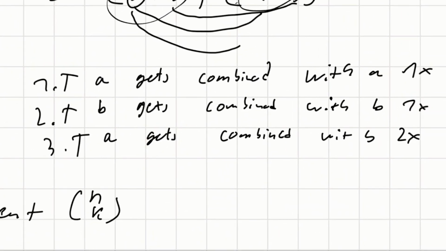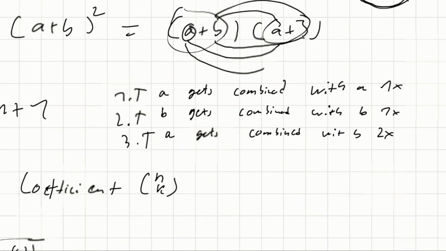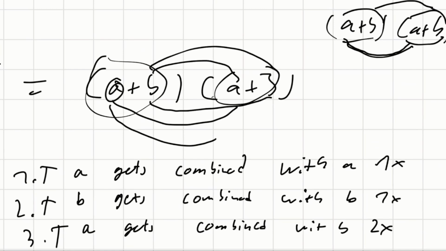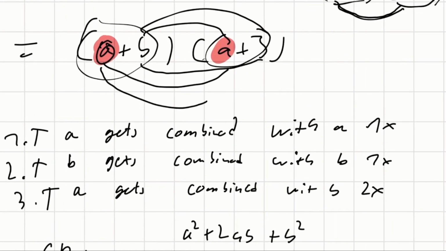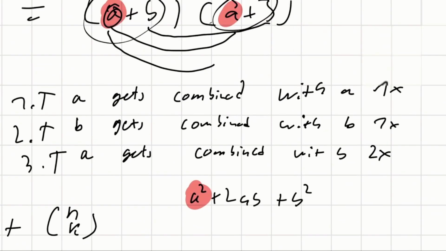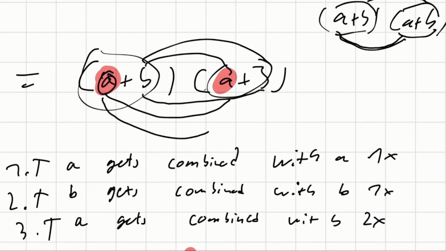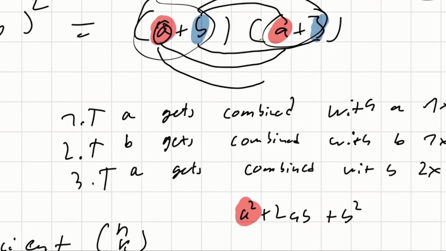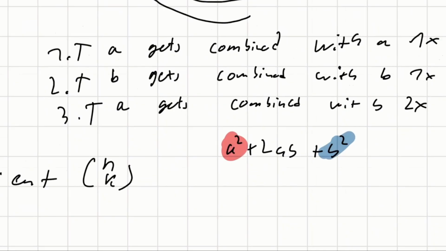Here, combination. So the first term. In our binomial formula, we've got this, this, and this. Let's say a and b. A gets combined with a one time, and the result of this is a squared. B gets combined with b also one time. So this means we've got b squared.